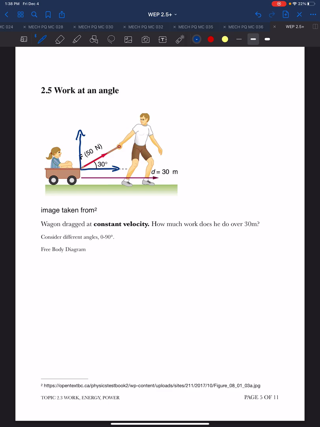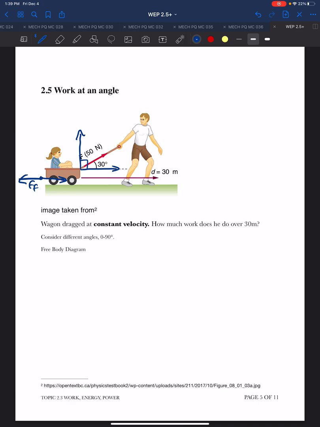What we might see is that if we keep increasing this angle, it's going to become harder and harder to pull the daughter. In fact, when we get to 90 degrees, we won't be able to pull it at all because there's no part of this force that's pulling the cart forward. And so we see that the work is being done against friction. We have friction acting backward, and we are trying to pull the cart in that direction.